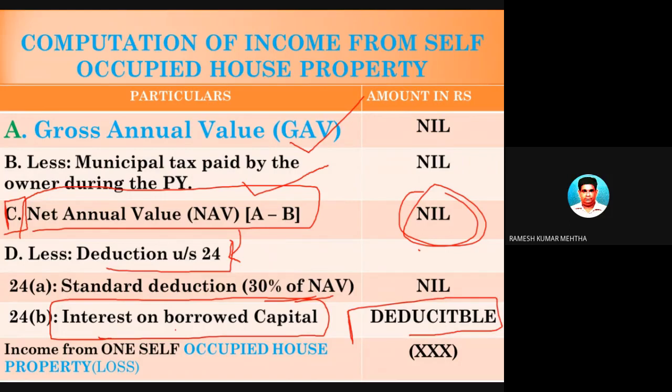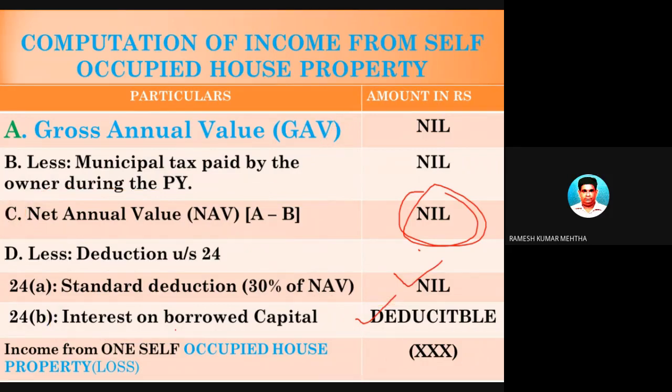So from net annual value, after you deduct the 30% standard deduction on NAV and subsequently the interest on borrowed capital, the remaining amount is called income from self-occupied house property. So with this background, let's calculate income from house property of a self-occupied house property.